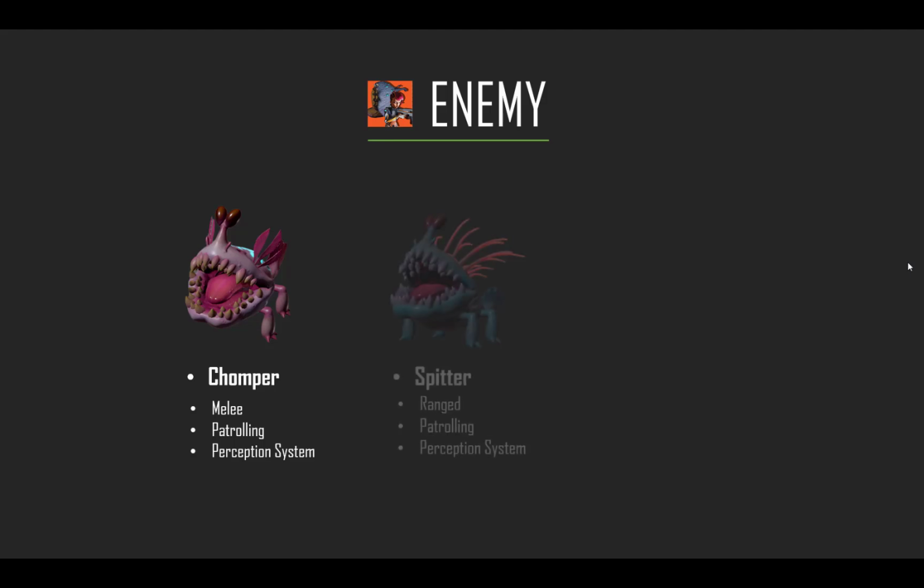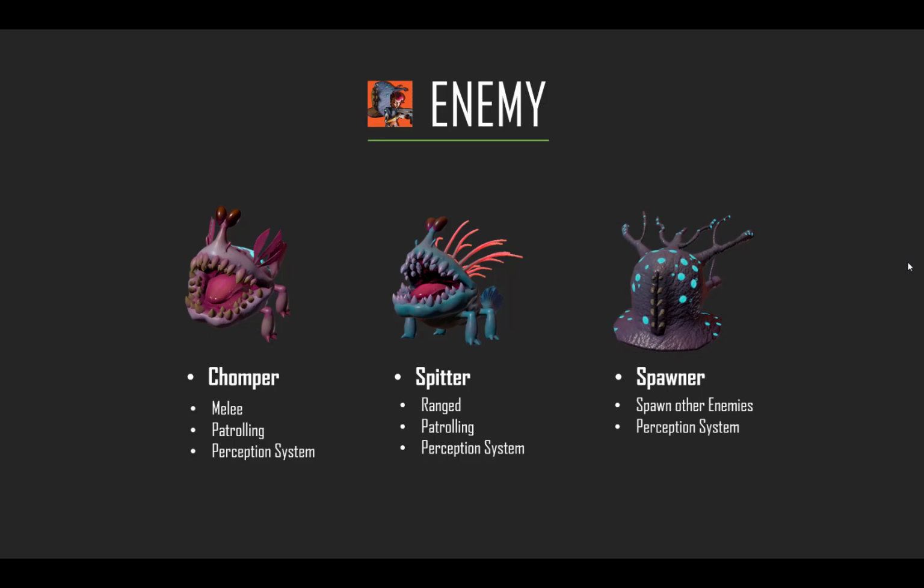And then the second one is the Spitter. The Spitter is very similar to Chomper, but it is a ranged enemy. It also does the patrolling and perception as well. And then the last one is the Spawner, which is actually able to spawn the previous two enemies, and it has the same kind of perception system.